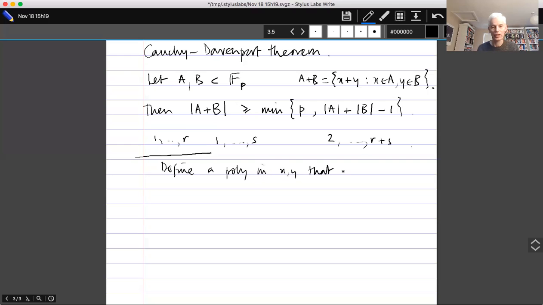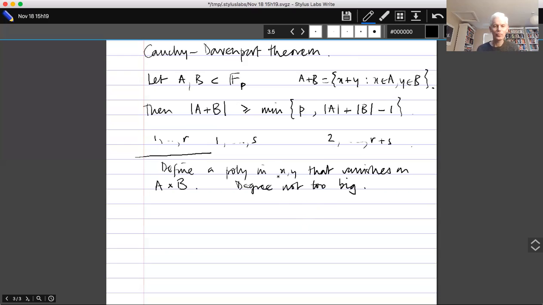And we want it to vanish on A cross B. So how are we going to do that? Well, we're given something about the sumset and the size of the sumset, and also we'd like its degree not to be too big. We hope. And we'd also like a certain coefficient not to be 0, but let's come to that later on.